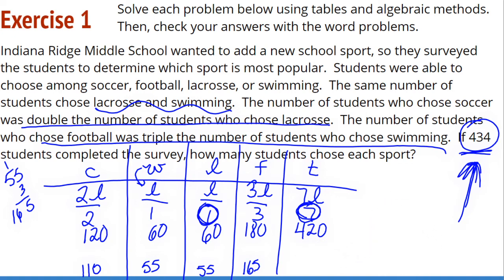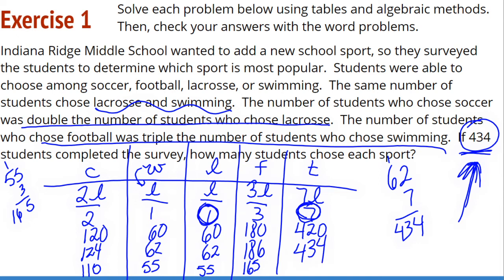So I'm going to add 2 and do 62, 62, double that, 124, triple that, 186, 62 times 7 is 434. So now on this row, I have thought my way through and found how many I would have playing each of the sports.